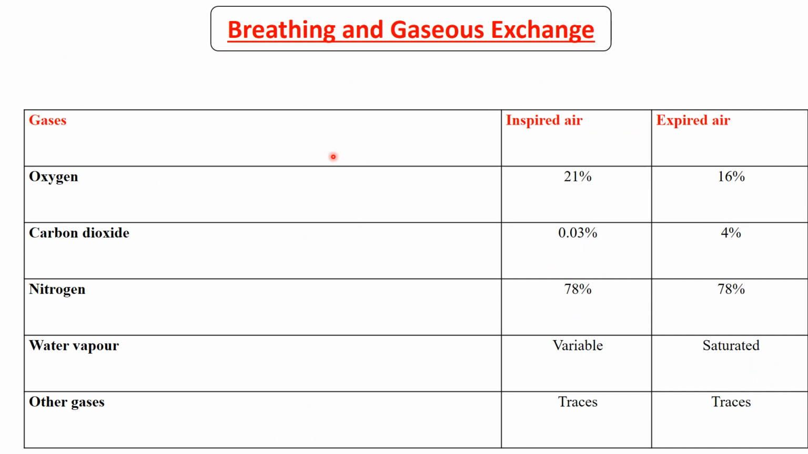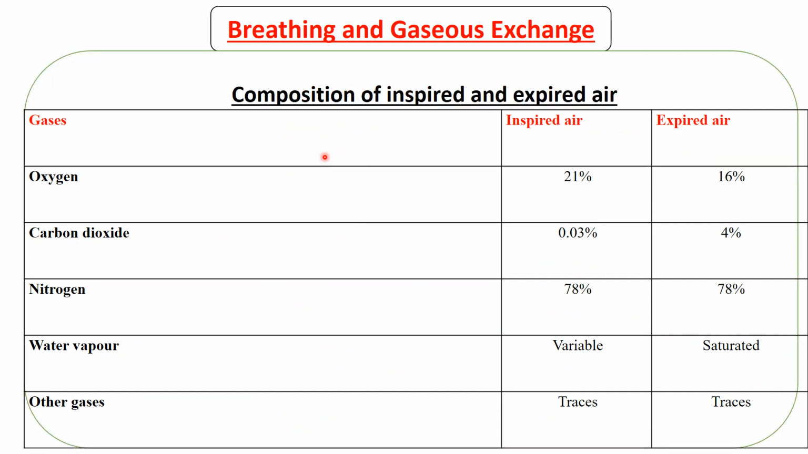So now we're going to take a look at the composition of inspired and expired air. What gases make up inspired air and what gases make up expired air. So for inspired air, the air that you breathe in, it has oxygen, a lot of it, 21% oxygen. Then it has a bit of carbon dioxide. Then nitrogen is just like the main component of the air we breathe in.